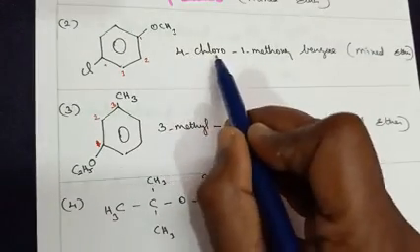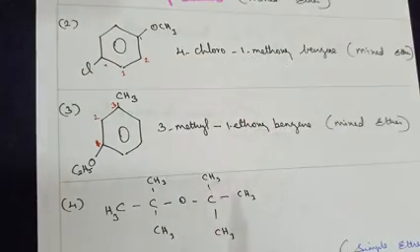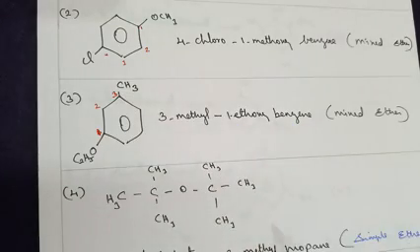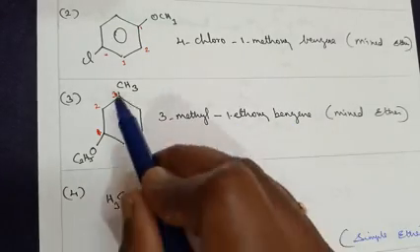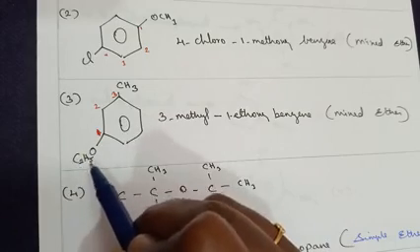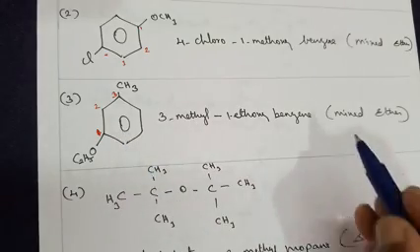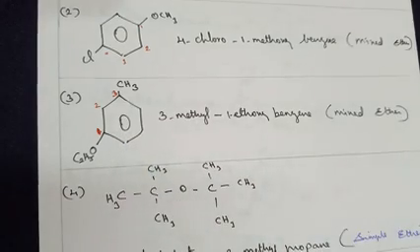In this case 4-chloro-1-methoxybenzene. In this case 3-methyl-1-ethoxybenzene. Here again on either side, one side we have an ethyl substitution, the other side we have a benzene substitution. So it's also a mixed ether.